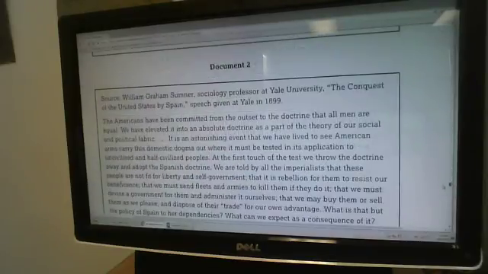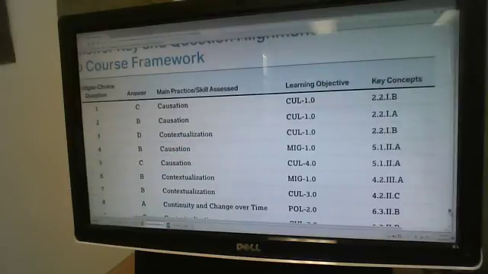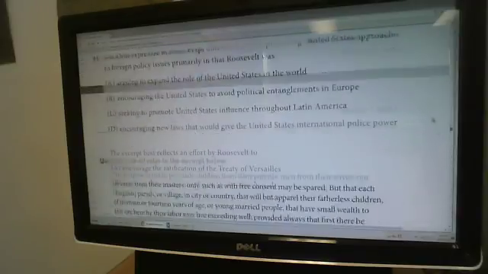I always check mine just to be sure. All right, where is it? It's down here somewhere. Number 10. It is A. Good job.